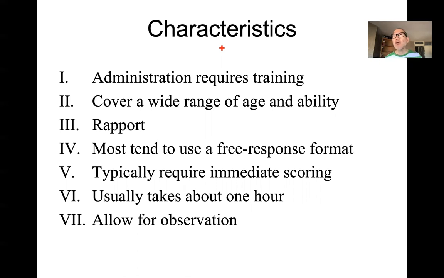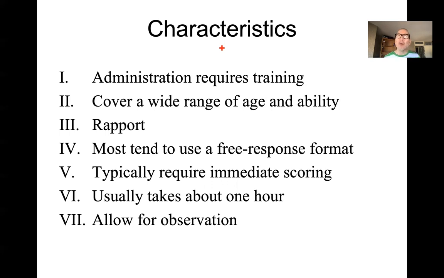Now, they also tend to cover a wide range of abilities: verbal, visual, spatial. We'll get into all the different cognitive abilities that the IQ test assesses. And it's done so across the lifespan. So with the WAIS, there's a separate test for infants, for children, and then for adults, and different norms are applied depending on the age of the examinee.